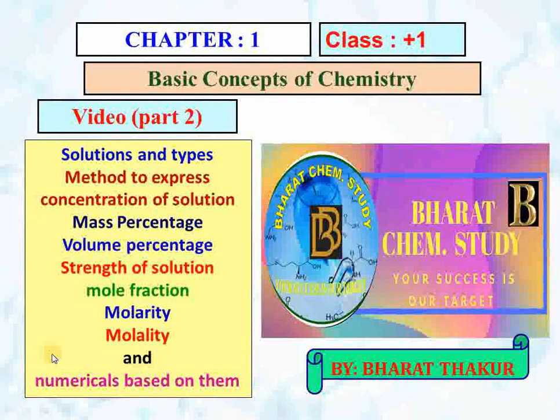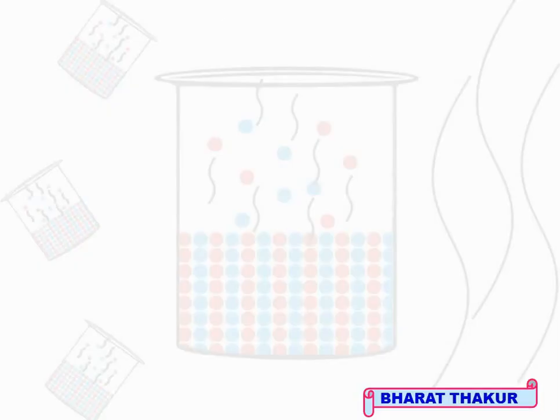Today we are going to study Chapter 1, Basic Concepts of Chemistry, for Class 11. In this video, which is part 2, we are going to study solutions and the methods to express concentration of a solution, like mass percentage, volume percentage, strength of solution, mole fraction, molarity, and numericals based on them. Let's start with the chapter Solution.